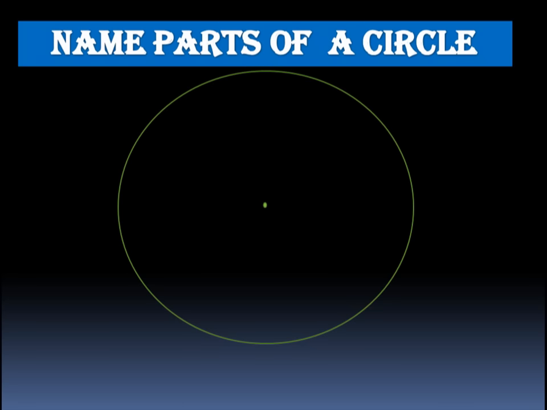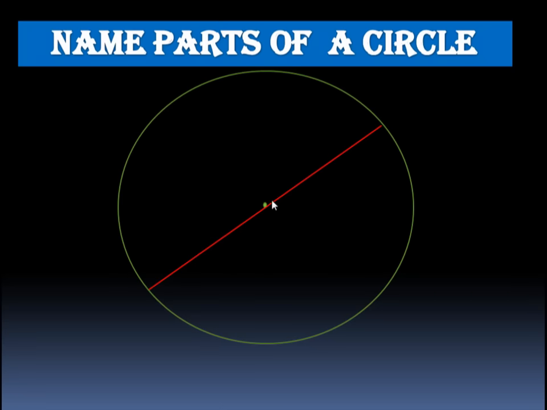Now, what's the first line we want to learn about in the circle? Well, a line that passes through the center of the circle, whose ends touch the circumference, is referred to as a diameter. Now, any line whose ends touch a circumference is referred to as a chord. So the diameter is a special chord.